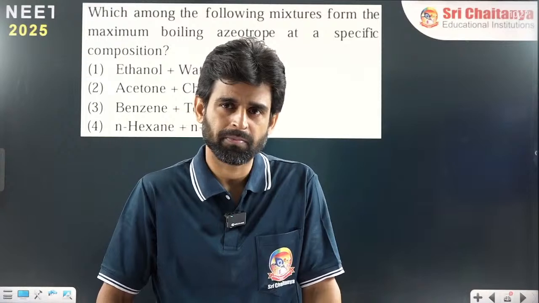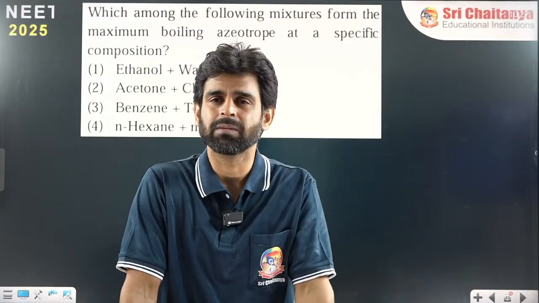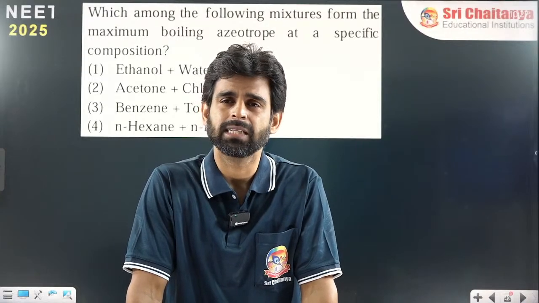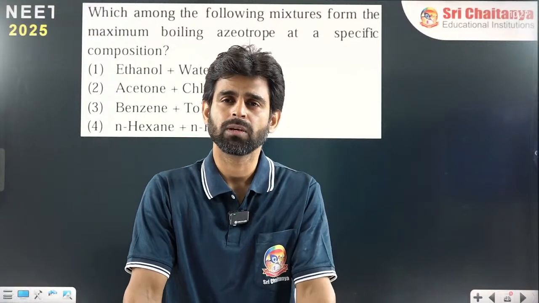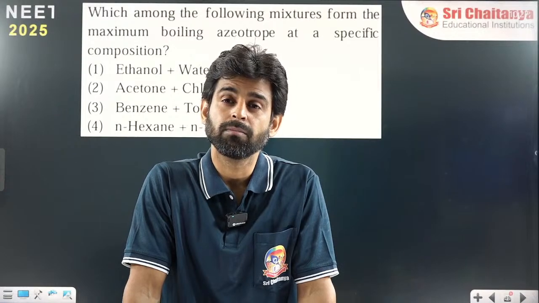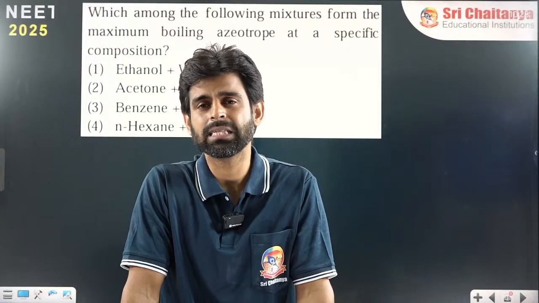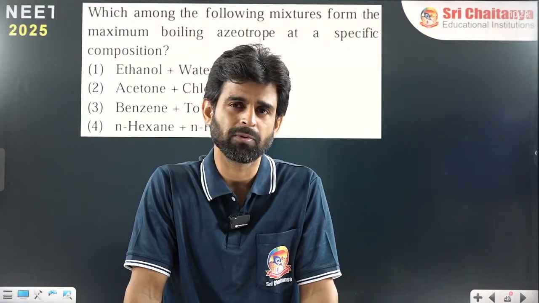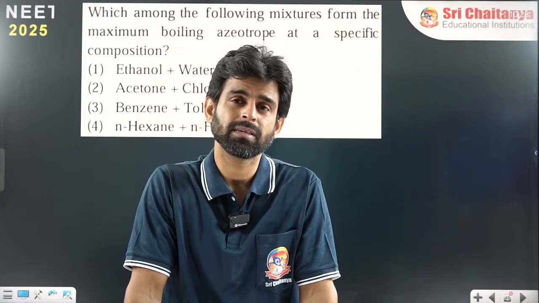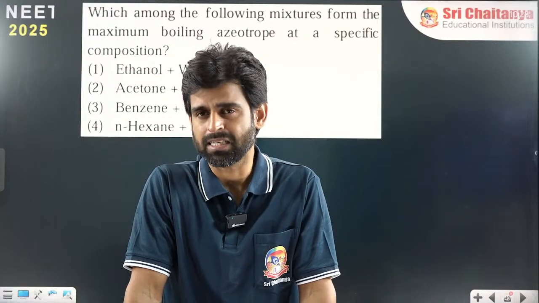Maximum boiling azeotrope. The maximum boiling azeotrope, or I will say any azeotrope, can't be separated using fractional distillation, first point. And the maximum boiling azeotrope will have a boiling point more than both the components, and the minimum boiling azeotrope will have a boiling point less than both the components, right? It's a very important point. And these solutions making azeotropes can't be separated by fractional distillation. Okay, good.